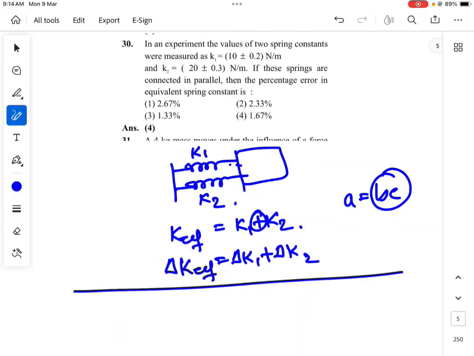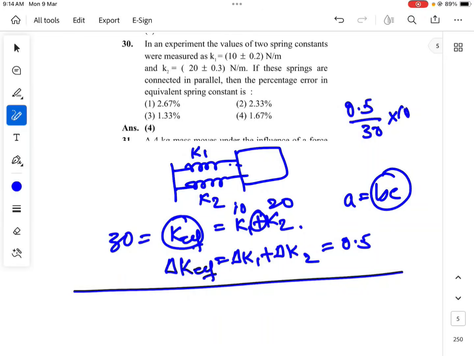By here till here, if you do, you will get 0.5, and then the K effective is 30 because it is 10 and 20, and therefore the relative error or percentage error here will be 0.5 divided by 30 into 100. Do the calculations, you will get your answer. That is 1.67.